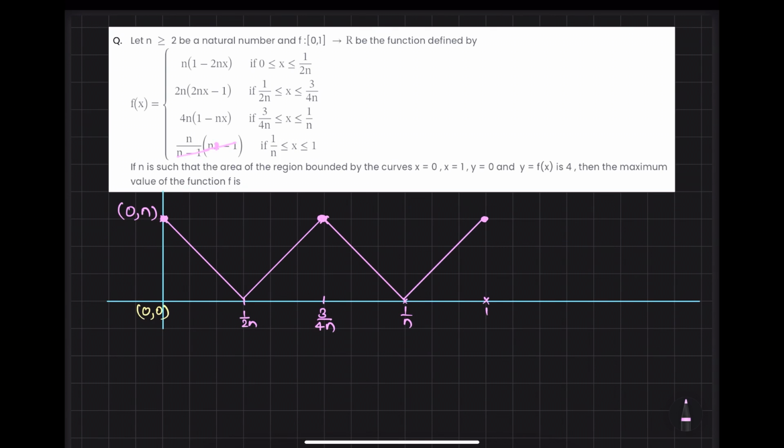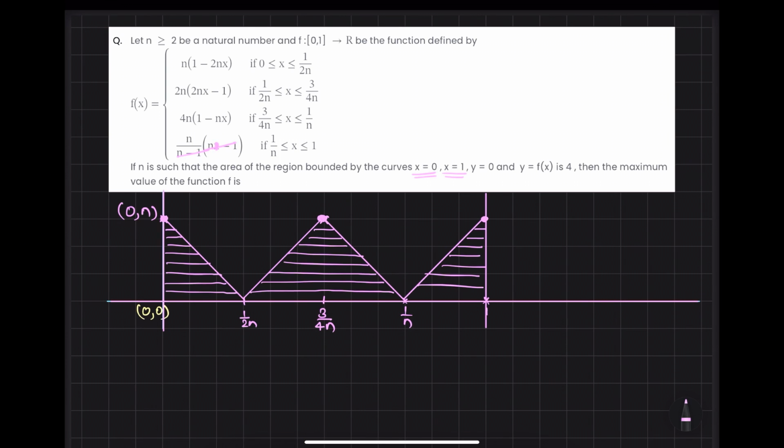Now done with the graph. Now look at this, x equals to 0. So x equals to 0 is the y-axis. X equals to 1 is this region. Y equals to 0 is the x-axis. This line and the curve, this means these guys are interested in finding this area, and according to them the area enclosed by these functions is 4. So they have already given you the area.